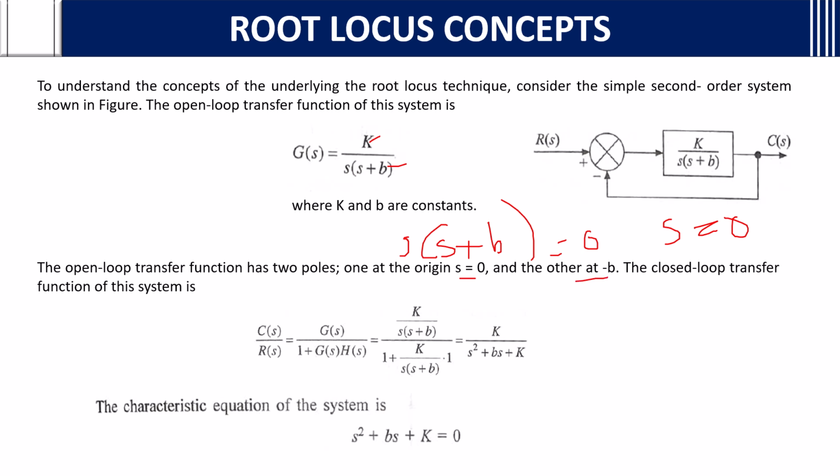The closed loop transfer function of this system is nothing but output by input, C of s by R of s. As we know, it is G of s by 1 plus G of s into H of s. As here the feedback is negative, we will consider plus in the denominator. Substituting G of s and H of s as 1, you will get K by s square plus bs plus K. The characteristic equation of the system is s square plus bs plus K equals 0.